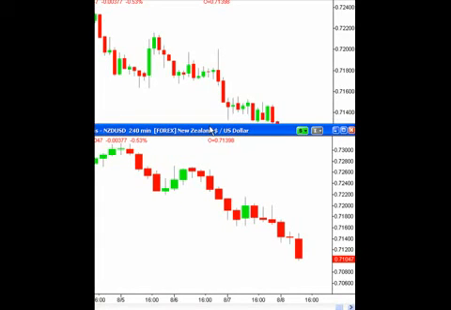That's all I've got. I think I'll be getting out soon, and that'll make me around 70 to 80 points on the trade, and I only risked around 25 pips, so it's around 4 to 1.